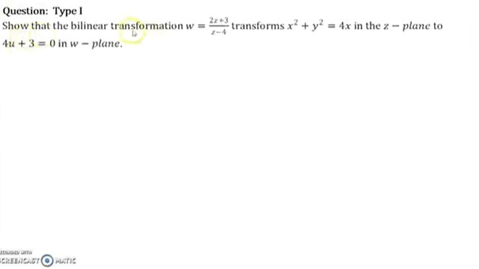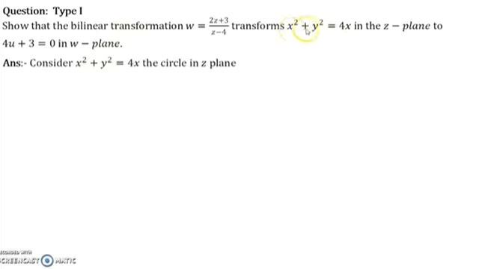Now we are going to see the type 1 category of problems under bilinear transformation. Show that the bilinear transformation w is equal to 2z plus 3 by z minus 4 transforms x square plus y square equal to 4x in the z plane to 4u plus 3 equal to 0 in the w plane. They are given the transformation w is equal to 2z plus 3 by z minus 4, and they are asking to show that the circle in the z plane is transformed into a line in the w plane. So this I want to show.